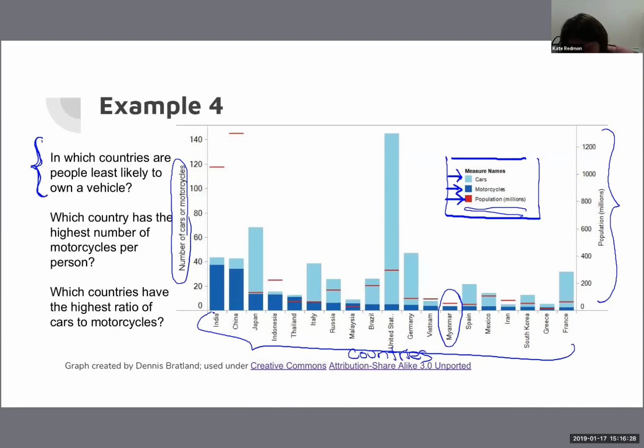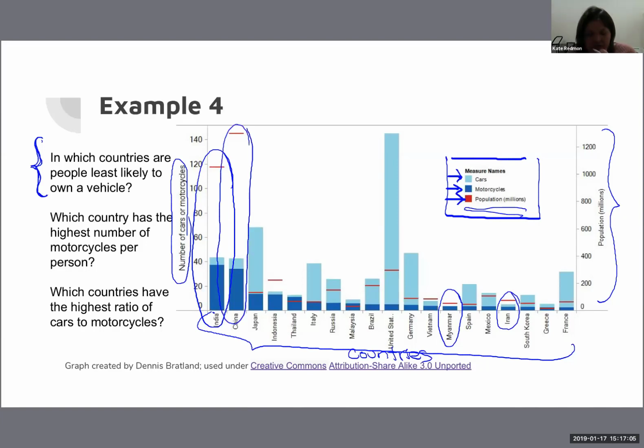I see a few. Take a look at Iran. Do you see that population well above the vehicles? Yes. I'm comparing the red to the blue. Okay. I see another one, India. Now you might be saying, but Kate, India has a lot of vehicles. Look how high those blues are. Yeah, they have a lot of vehicles, but look how many people they have. So the other one would be China. Yes, absolutely. China's another one. People are less likely to own a vehicle.